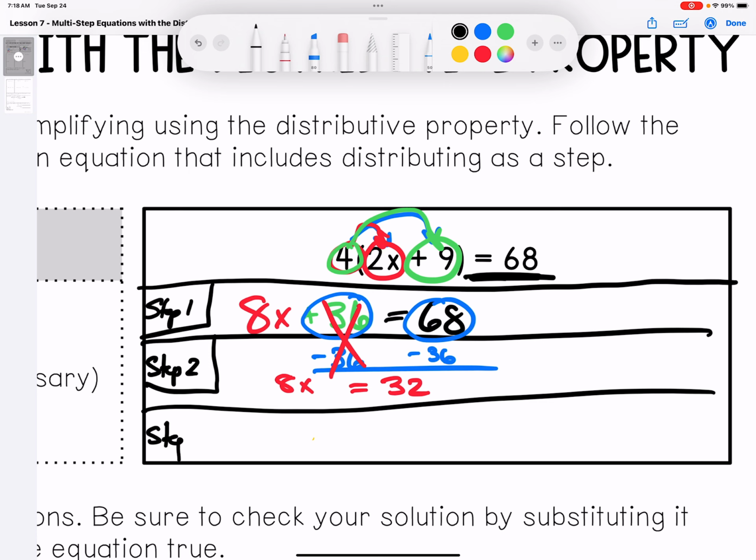And the last step is to divide by 8. Those puppies go away. I'm left with x equals 4. So there are 3 steps now. At least 3. There could be 4.